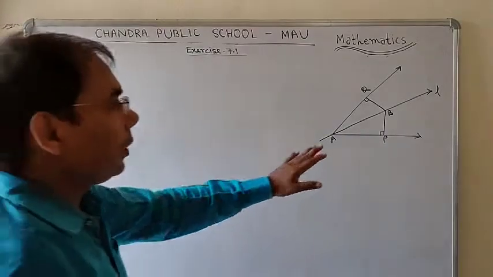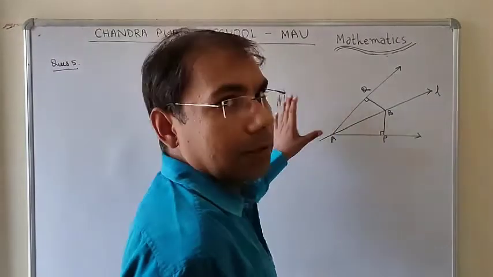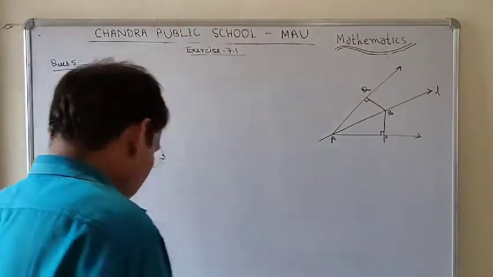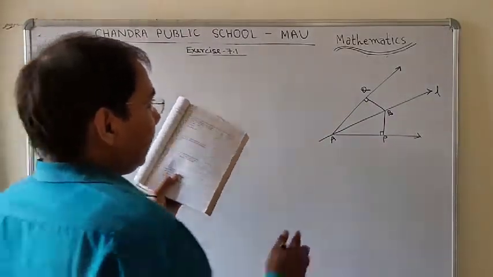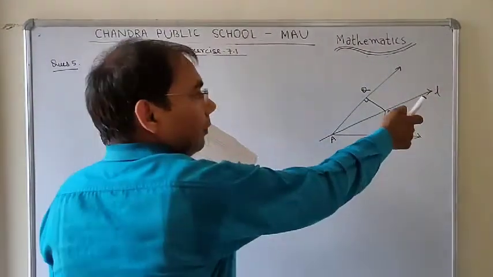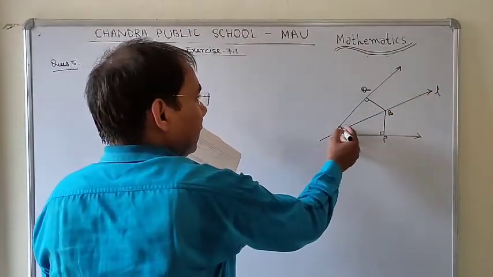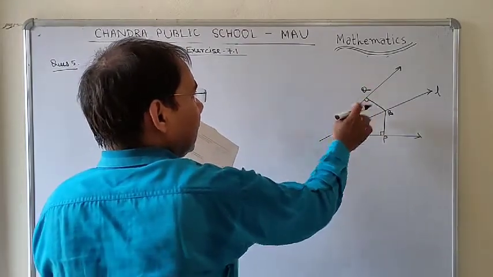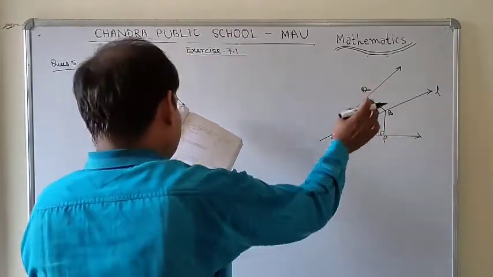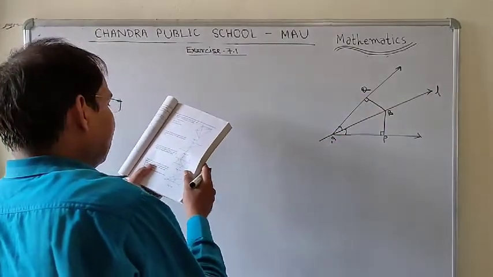Now students, here I have drawn the diagram for question number 5. All of you have the book, so I am going to read the question. It is given that line L is the bisector of angle A. Here it is line L, which is the bisector of angle A. It means these two angles are equal. If it bisects angle A, then angle QAB equals angle PAB. That is given.